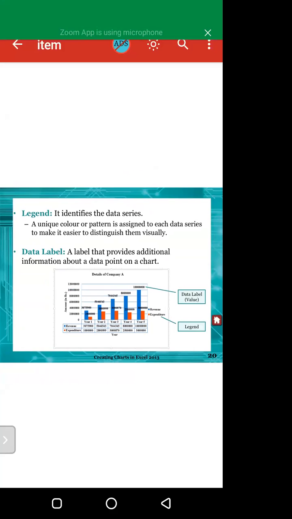A unique color or pattern is assigned to each data series to make it easier to distinguish them visually.